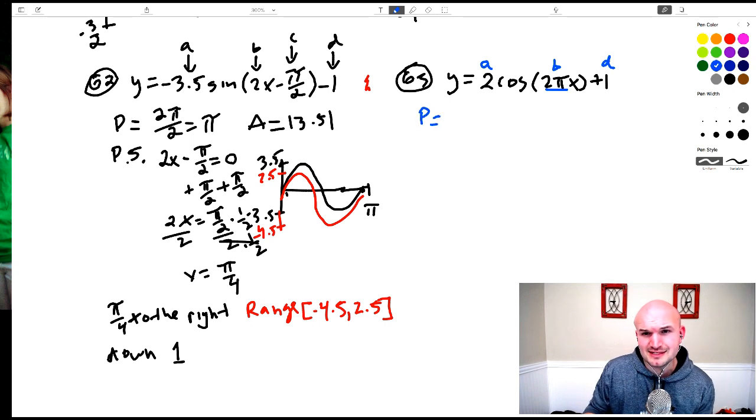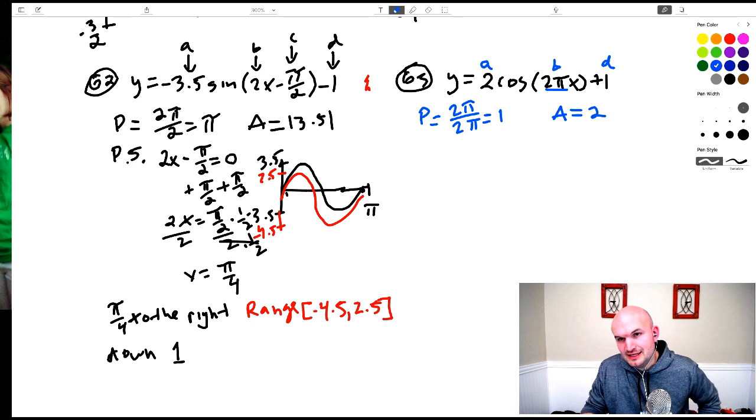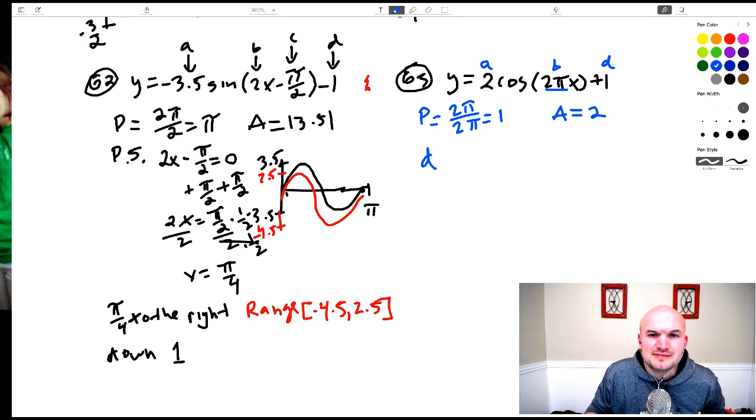So anyway, let's go into period. The period, again, guys, is just 2 pi divided by b. But if you look, b is 2 pi. So 2 pi divided by 2 pi is 1, right? Then the amplitude is just the absolute value of a, which is 2. So the amplitude in this case is 2. There is no phase shift because I'm not adding or subtracting anything inside my function. And last but not least, I have my d, which is plus 1. So that's going to be shifting the graph up 1.